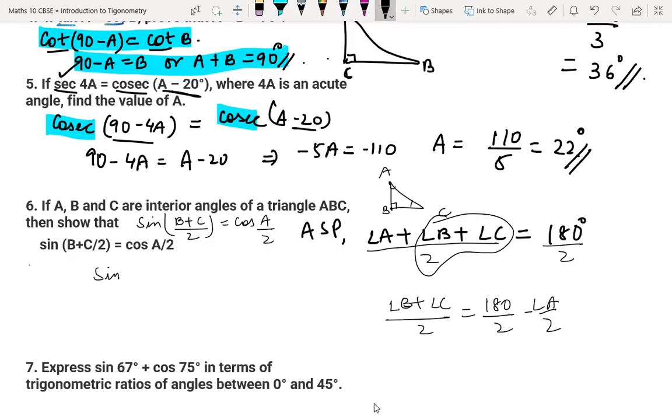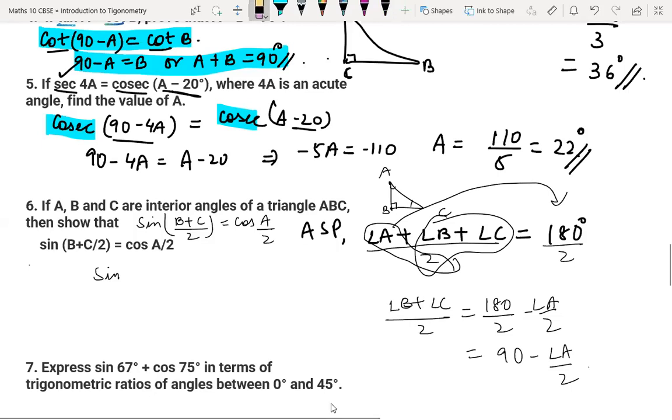Children, can we write like this or not? This 2 is for A also, B also, C also. So angle B plus angle C divided by 2, and angle A divided by 2 is there here. I will send this angle A by 2 to the other side. Children, is it clear or not? Please let me know.